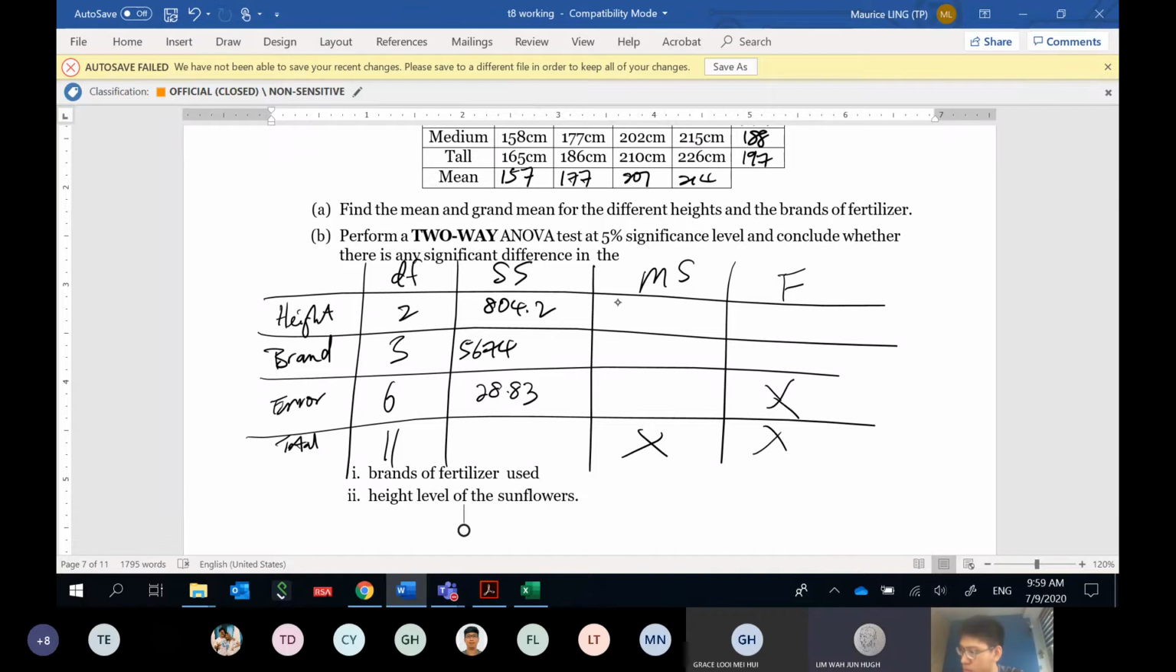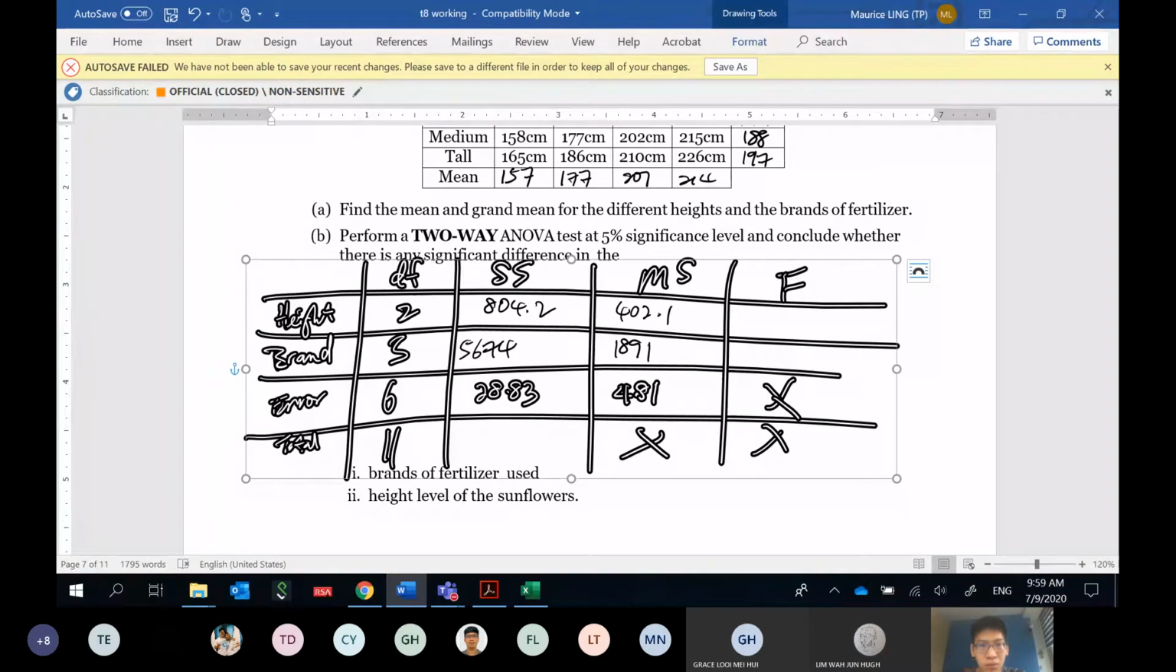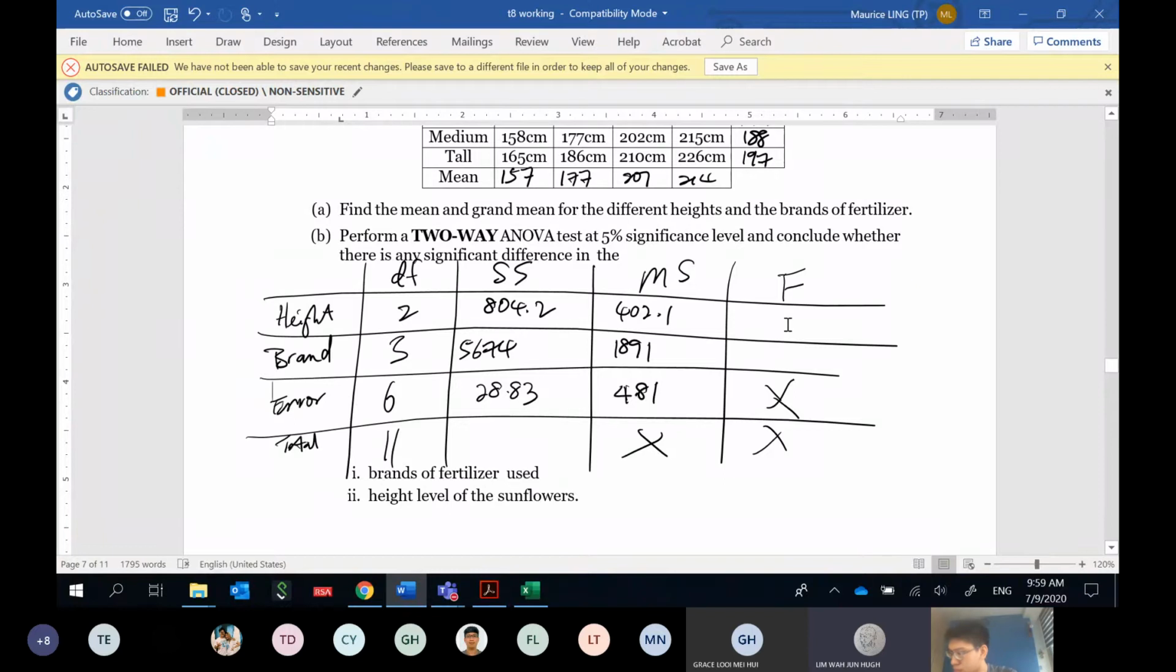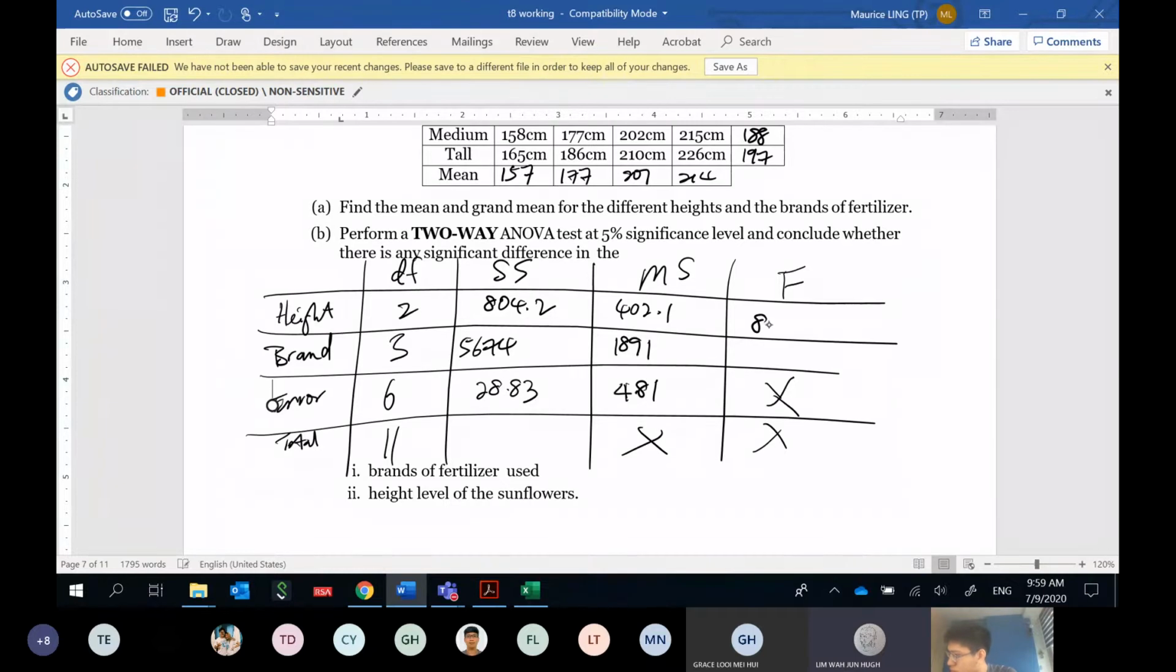Okay, so the next column. MS, the height is 402.1. Brand MS is 1891. Error MS is 4.972. It's supposed to be 4.81, but it's going to be a slight error, but it doesn't matter because this is still going to be a giant number. So F for height is about 80.9. It should be 83.59, around there, because it's still a very big number anyway.